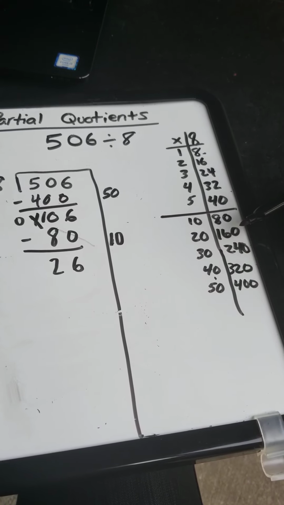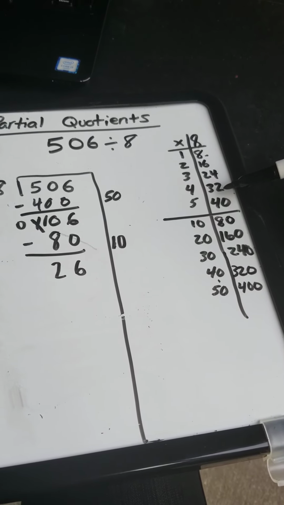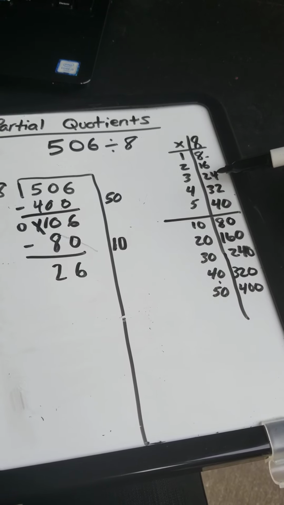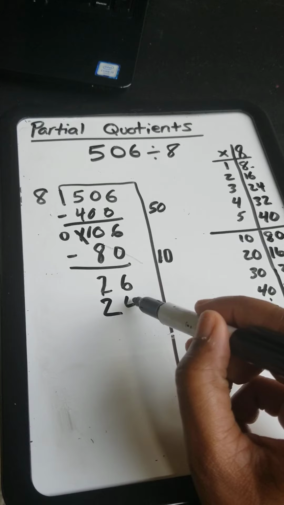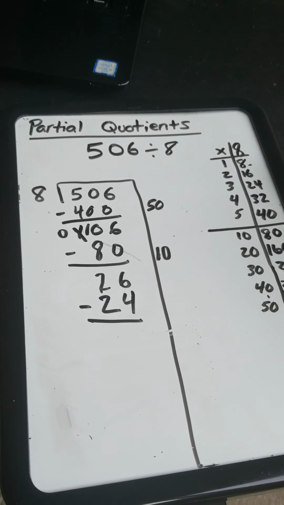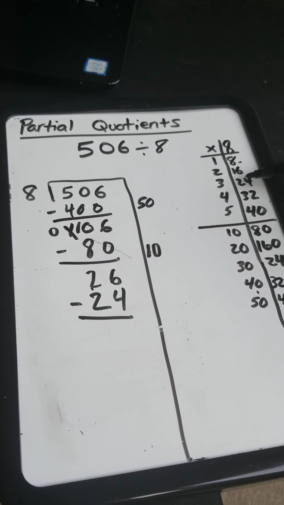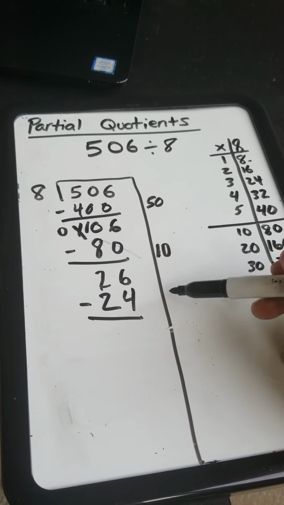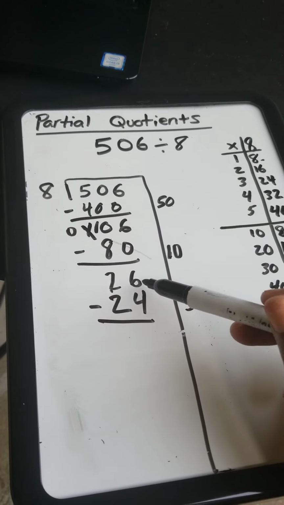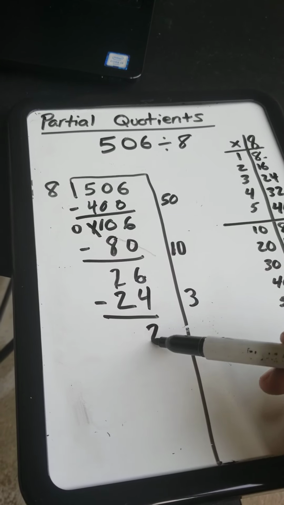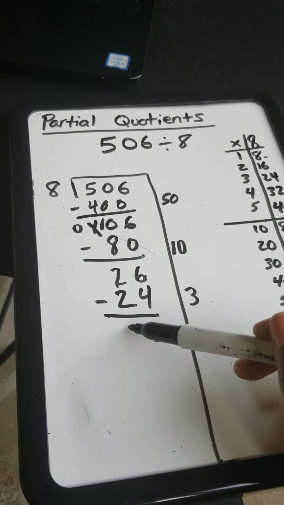All these will be too much. 32 will be too much. What about 24? Yep. 24. My partial quotient is 3. So that would be 6 minus 4 equals 2. 2 minus 2 is 0.